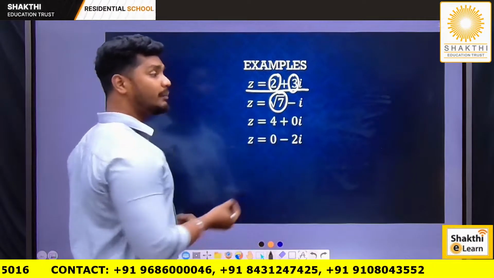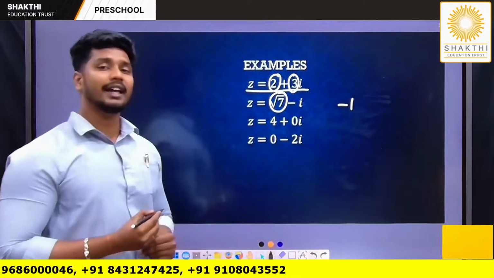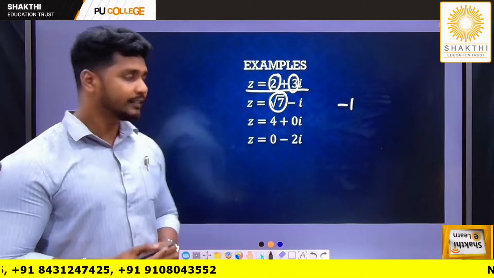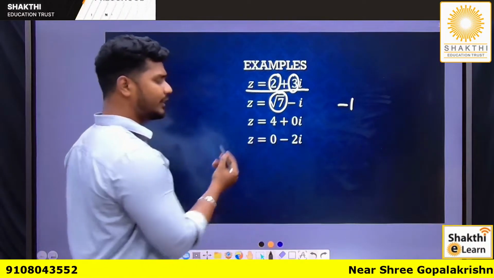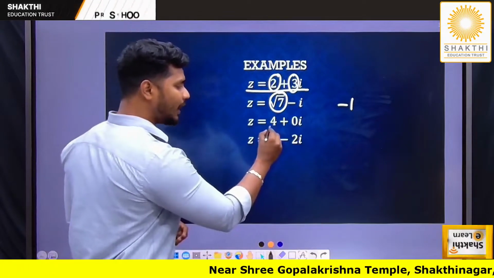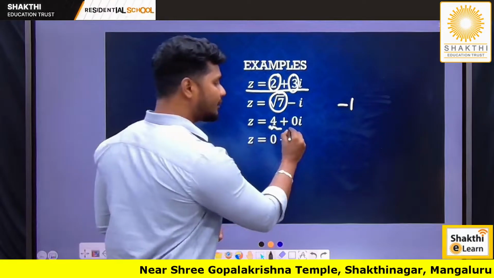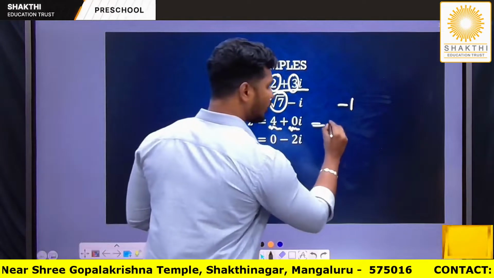The imaginary part is minus 1. It is not minus i, it is minus 1. The same way in the third one, as you can see, the complex number is given as z is equal to 4 plus 0i. 4 is the real part and the imaginary part is 0. I can just write it as 4 also.